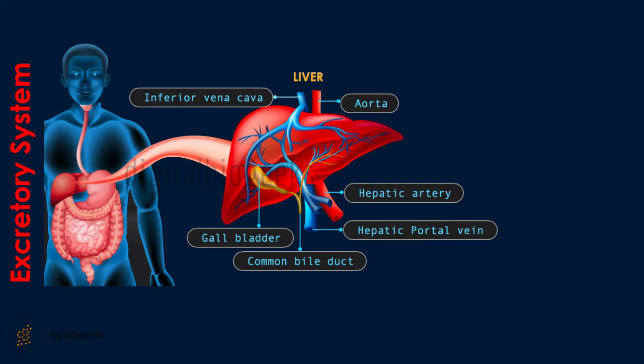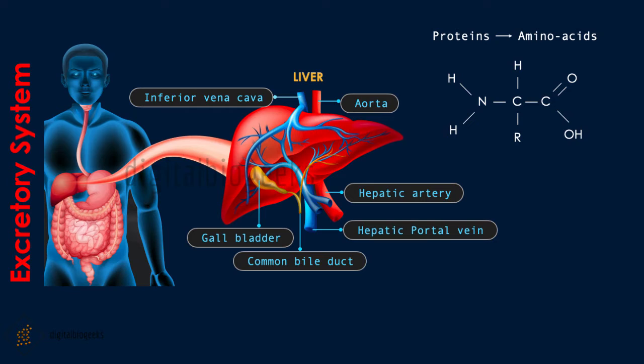We eat a lot of protein in our daily life. Proteins are made up of amino acids. When an amino acid gets digested, the amino group is removed from it to form ammonia and an organic acid.